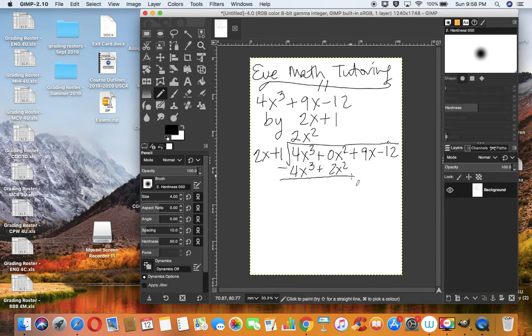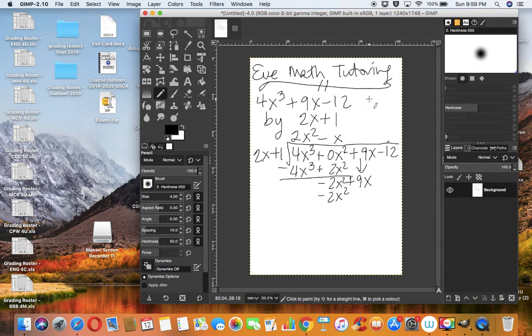And then I subtract. 4x cubed minus 4x cubed, because these are both like terms, you can subtract them. So in this case it becomes 0x cubed, and then 0x squared minus 2x squared is negative 2x squared. And then I bring down the 9x. So then I say how many times does 2x go into negative 2x squared? Well, that would be negative x times. Negative x times 2x is negative 2x squared.